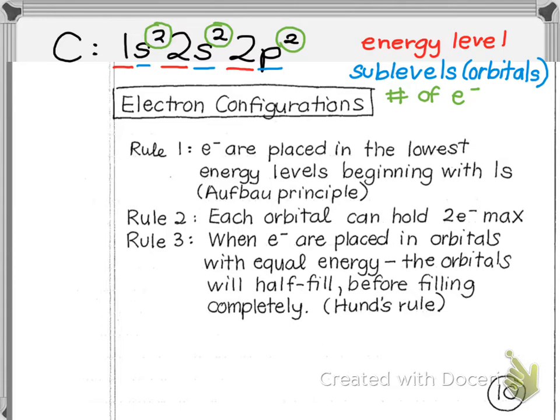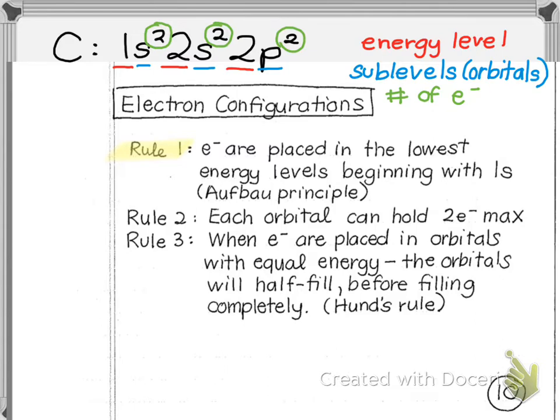So we're going to learn in this video how we can use the periodic table to help us write electron configurations. Before we begin, let's look at some of the rules that we would use to write electron configurations. Here's rule 1: the electrons are placed in the lowest energy level, beginning with 1s. This is called the Aufbau principle, which just means building up.